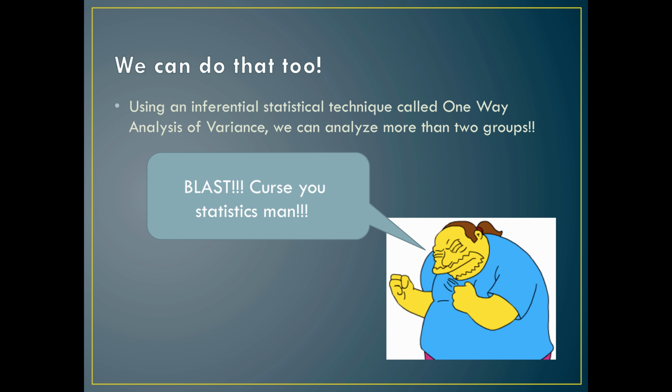So yes, we can actually compare the means of three or more groups, but we're going to have to use ANOVA. It's called the one-way analysis of variance, or the F ratio, or the F test. There are different names, but it is essentially the same thing, and we use an ANOVA anytime we want to compare how different three or more groups are.